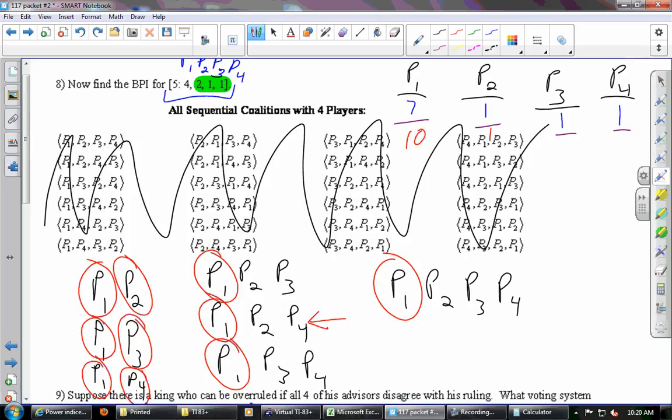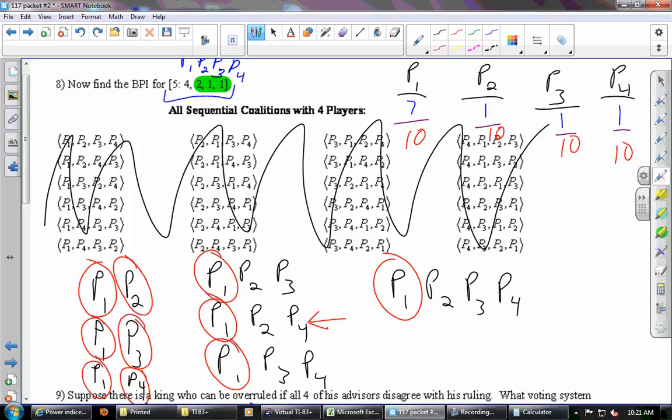That's right. So we divide by however many people, not how many people appear, but how many people are circled. So in this case, it's 10 critical players. So what percentage of the power does the first player have? 70%, 7 out of 10. And the other 3 folks, 10%.